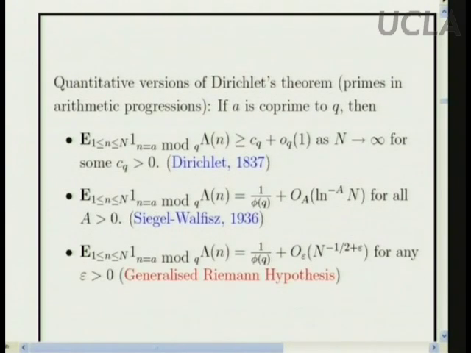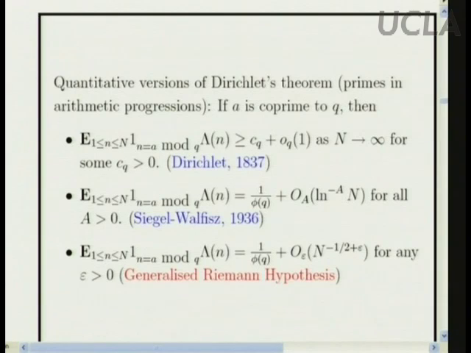This is bigger than some number which is positive. So the average density of this function is positive, which means that it's going to be positive infinitely often. And that's what tells you that you can have primes at A mod Q infinitely often. This is basically what Dirichlet did. He proved a lower bound on this average.